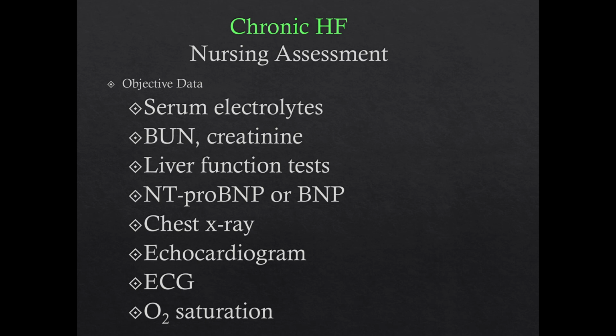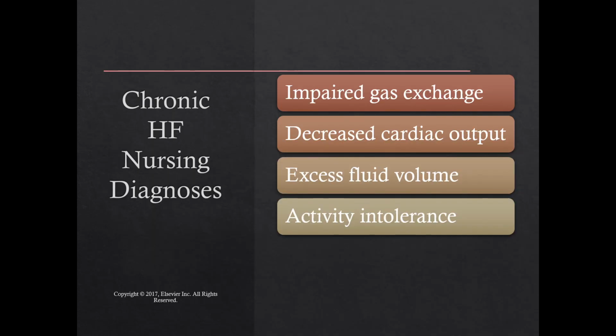We'll do a chest x-ray. We'll look at cardiomegaly to see if there's pulmonary congestion or even interstitial fluid backup. And then we'll do an echocardiogram, ECG, and O2 sats. These are some of the nursing diagnoses.